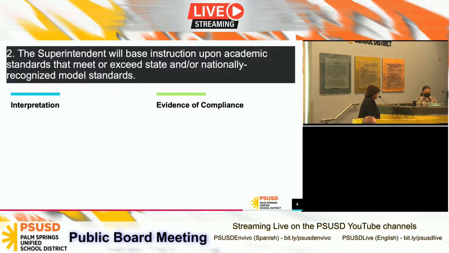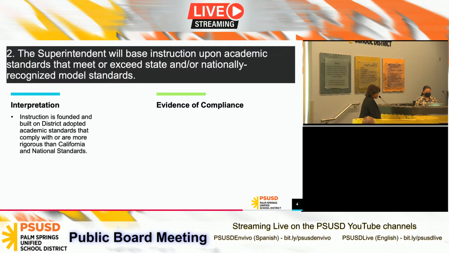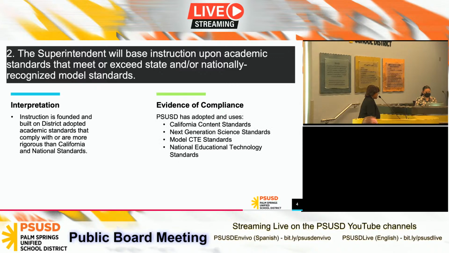The next area is that the superintendent will base instruction upon academic standards that meet or exceed state and or nationally recognized model standards. Our interpretation of this is that instruction is founded and built on district-adopted academic standards that comply with or are more rigorous than our California national standards. And we have some examples here of the evidence of our compliance, and that we have adopted and used California content standards, Next Generation Science Standards, model CTE standards, and of course, national educational technology standards. And we will add a summary or a narrative in more detail about that at our next board meeting.